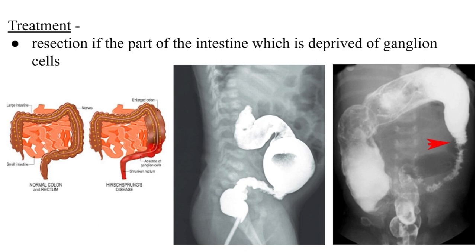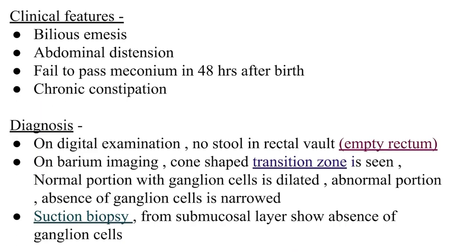At the level of this narrowed part, the abnormality starts. That means absence of ganglion cells, leading to no formation of nerve plexus. That means absence of peristalsis. So when there is no peristalsis, the stool won't pass down. It gets accumulated above. So the above part, which is dilated, is the normal part. The part below, which is narrowed down, is the abnormal part. The normal portion with ganglion cells is dilated. The abnormal portion with the absence of ganglion cells is narrowed.